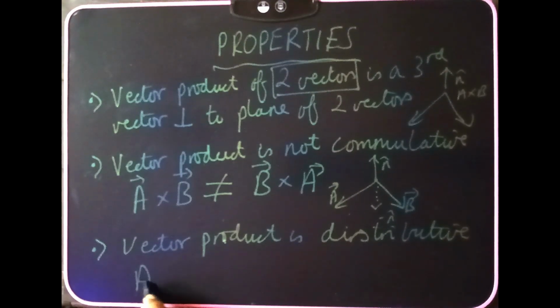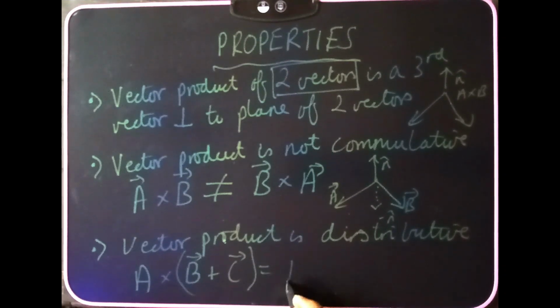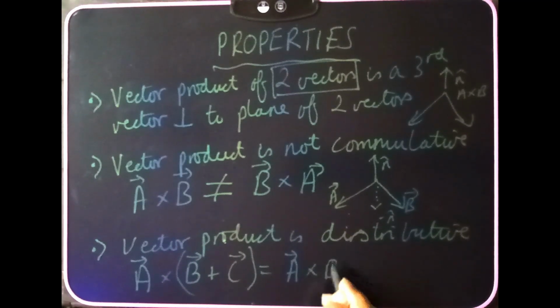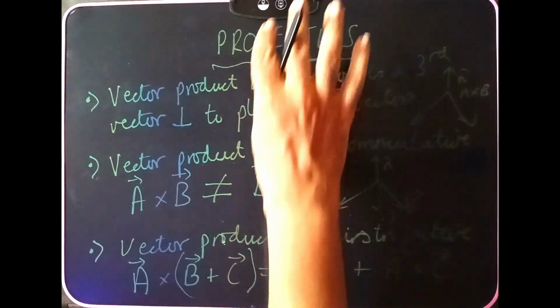It means if I do A multiplied by B plus C, then I can write it as A cross B plus A cross C. So this is distributive. I can distribute the vector A across the addition, right? So let us see a few cases. These are the properties of a vector product.